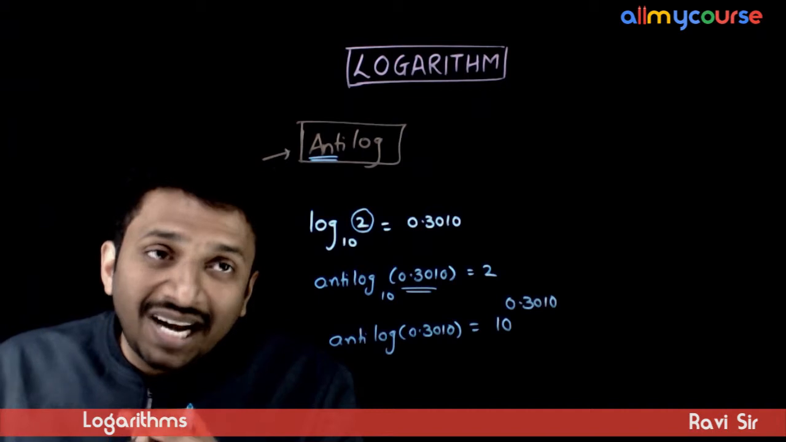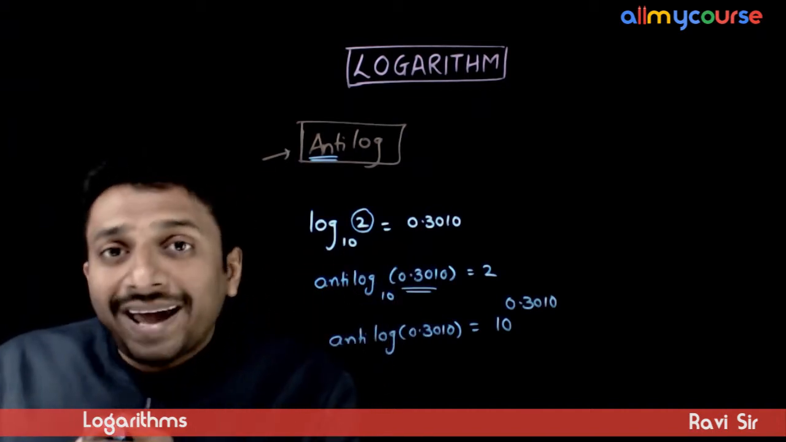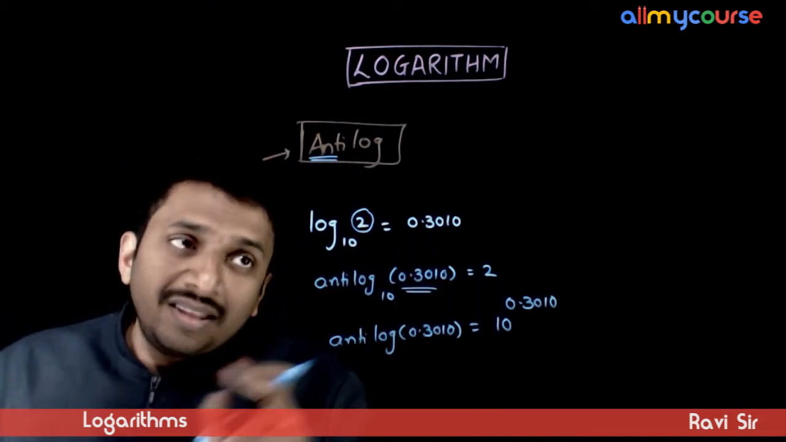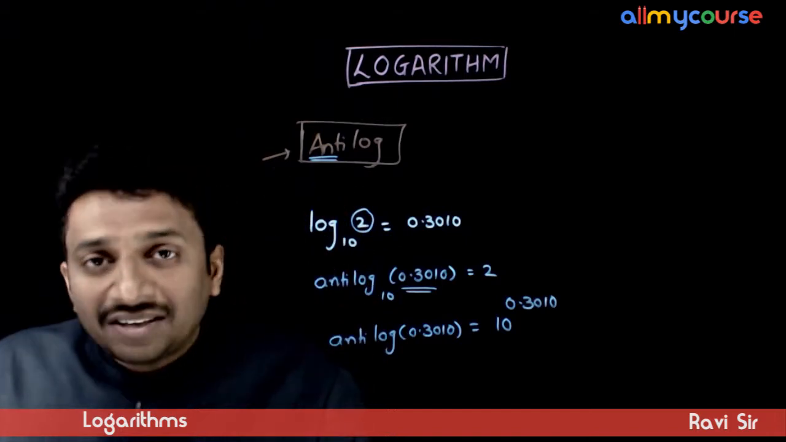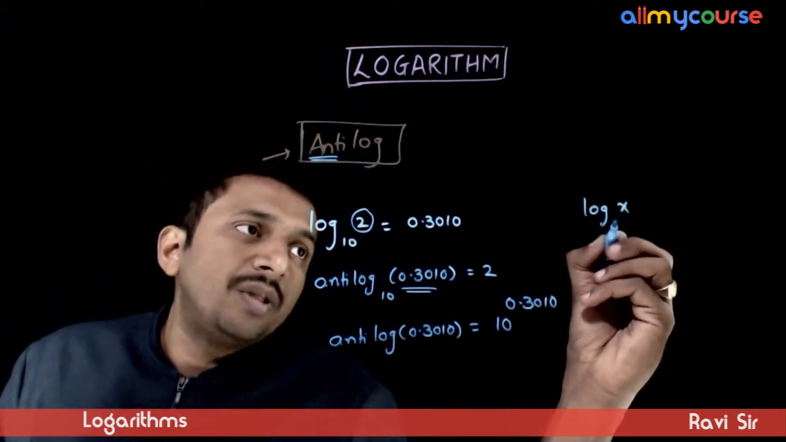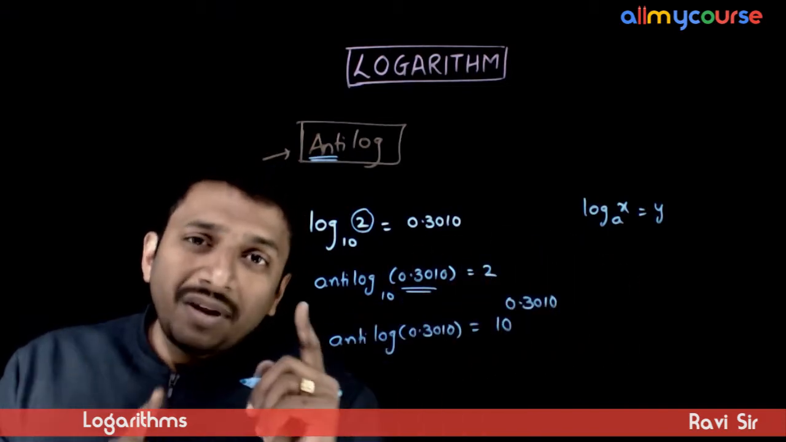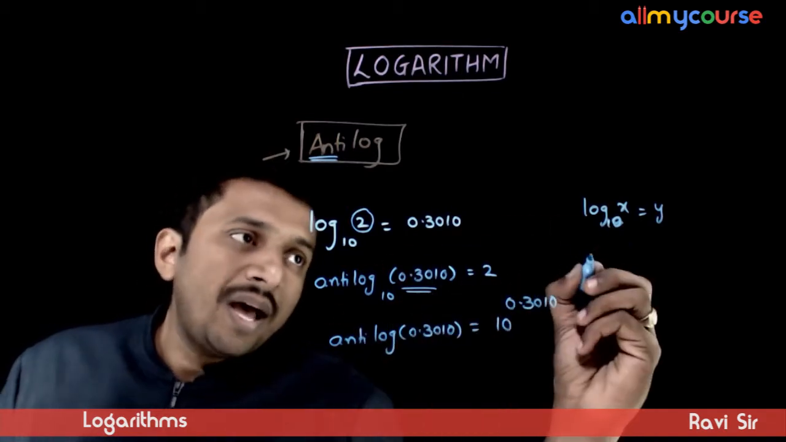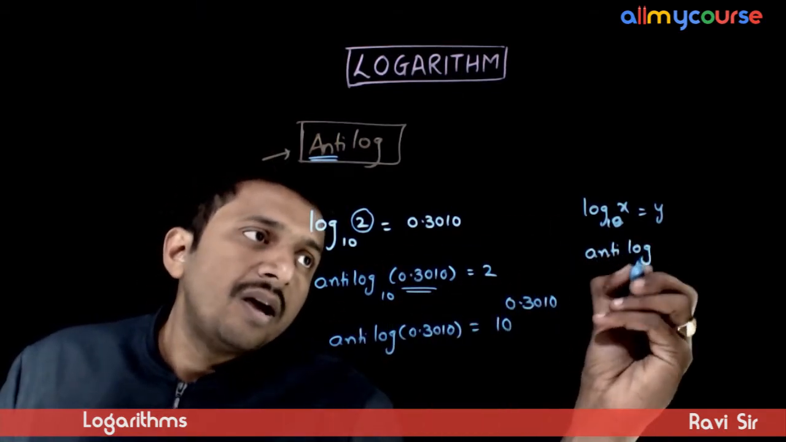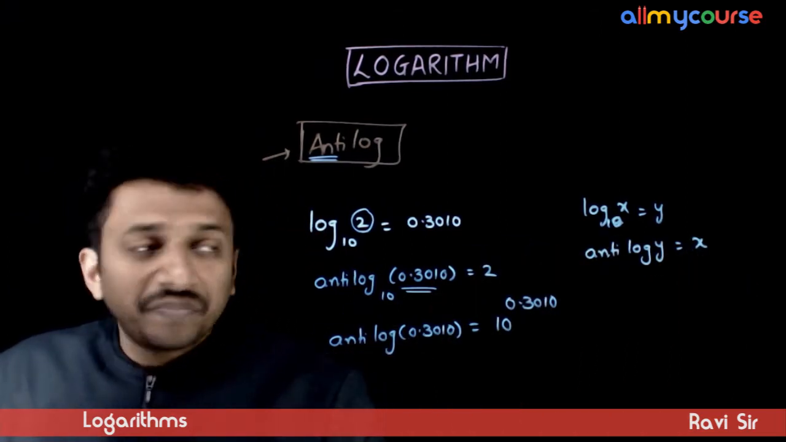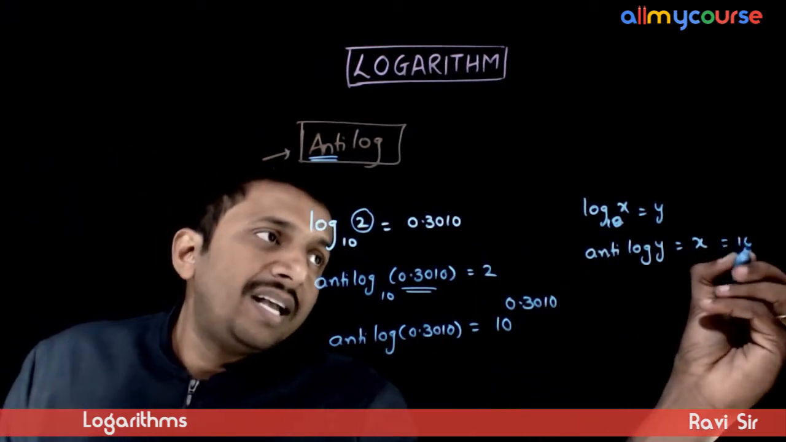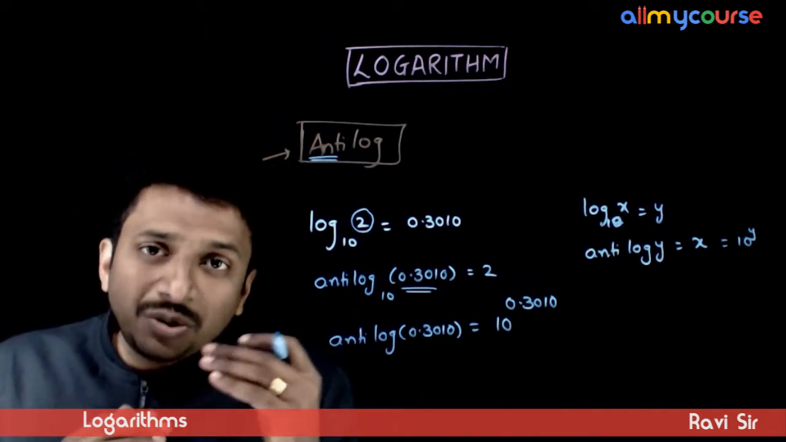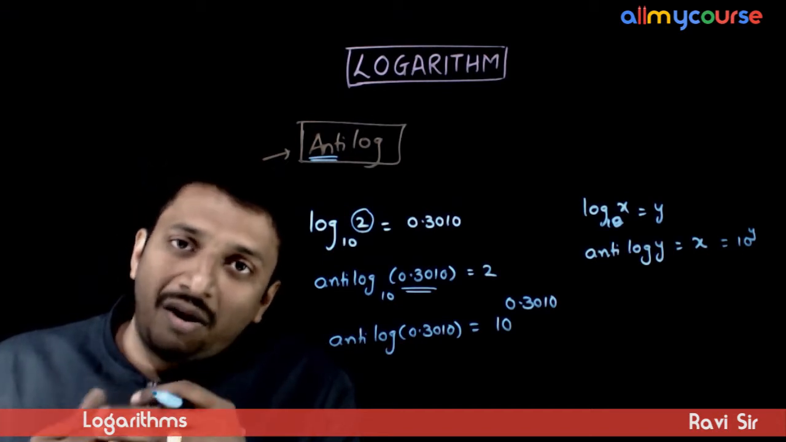Because we have already seen in the starting that log is the reverse of exponentiation. So if log x to the base 10 is y, the antilog of y is nothing but x. Usually when you calculate antilog, we take the base as 10. So if log x to the base 10 is y, antilog of y is equal to x, and antilog of y is nothing but 10 power y. So 10 raised to the given number is called the antilog of that number.